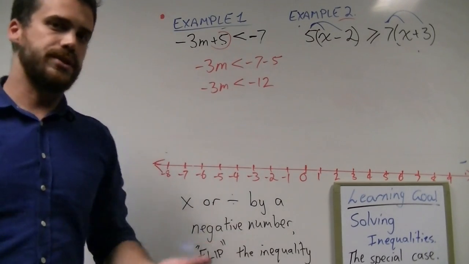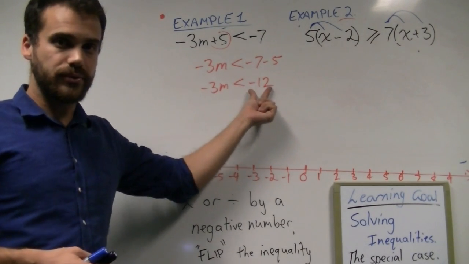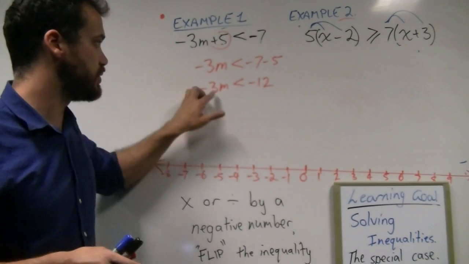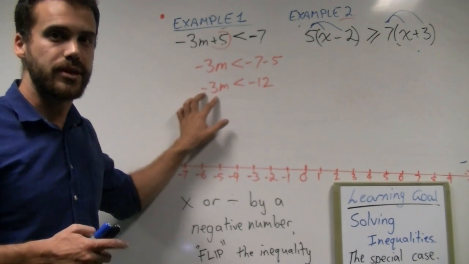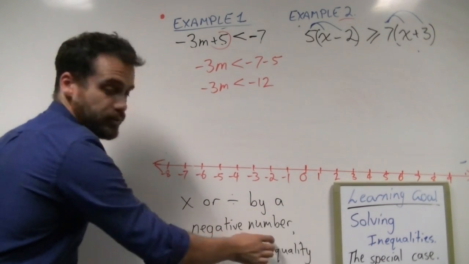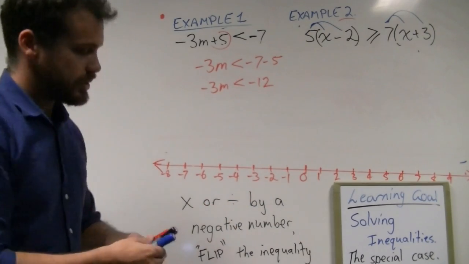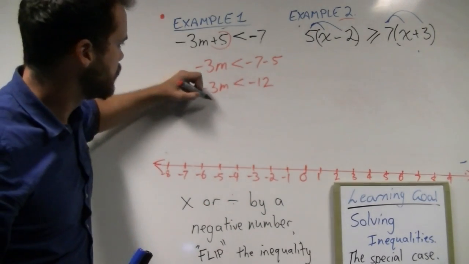Okay, this is what the video is about. Negative 3n is less than negative 12. Now to get n by itself, I'm going to have to divide by negative 3. Now, our rule says if you divide by a negative number, which we're about to do, you need to flip the inequality. So that will look like this.